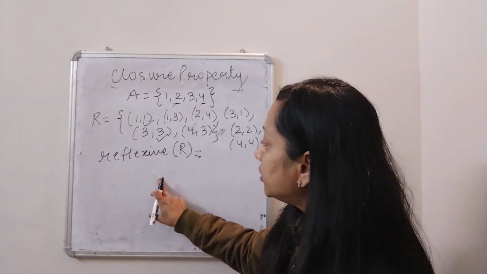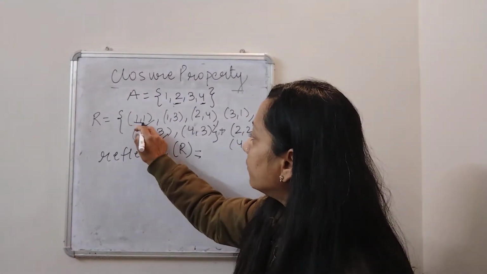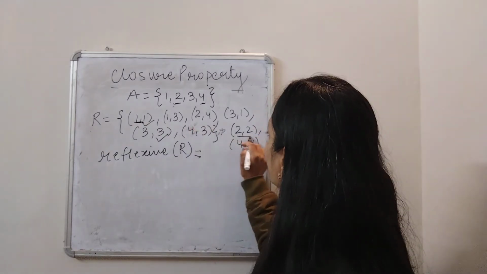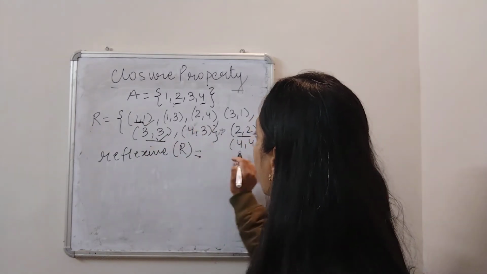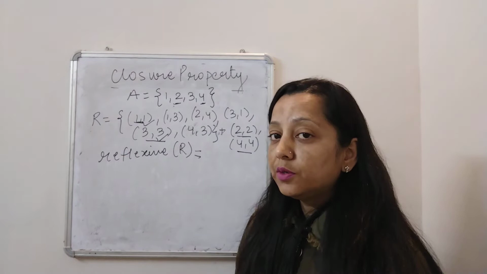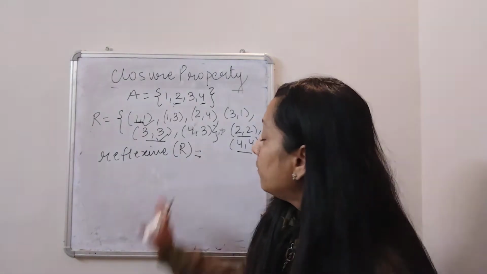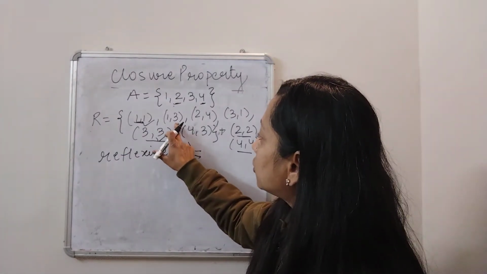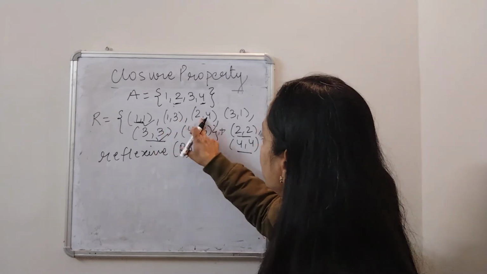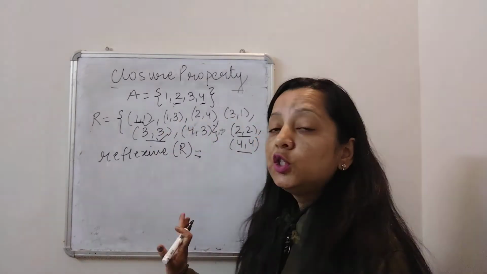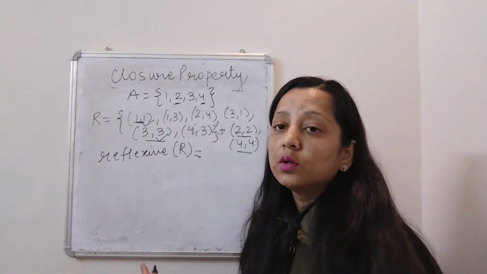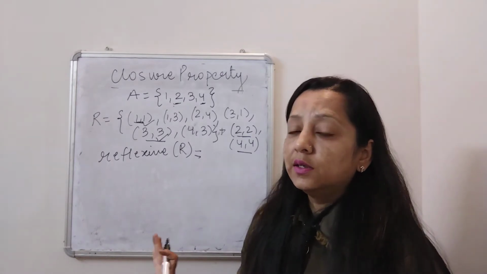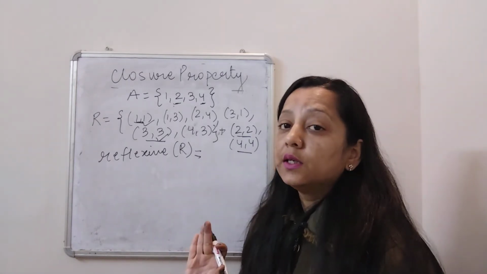Now in the relationship set, if I have 1 1, 2 2, 3 3 and 4 4, this relationship set is reflexive. Apart from this, the extra coordinate pairs like 1 3, 2 4, 3 1, 4 3, which we are having, as I told you earlier also, that is not the concern. Even if they are present, that does not matter.